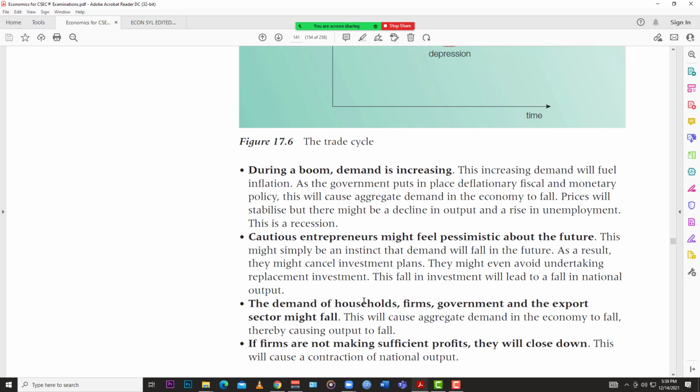This will cause aggregate demand in the economy to fall, thereby causing output to fall. Right? So we're talking about demand just being curbed. Not much demand going on in the economy, and so that can lead to a recession. I mean, by definition, the recession is a fall in aggregate demand, right? Because that would lead to a fall in output. And as you can see, the economy is a cycle. It's cyclical. One thing leads to the next, leads to the next, leads to the next.